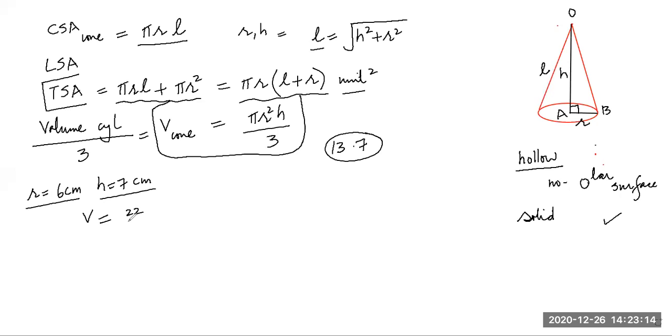So pi r square h by 3. Pi into what is the radius? 6. So we will say 6 into 6 into h is 7, divided by 3. So you calculate, this is the volume of the cone, right? Okay.